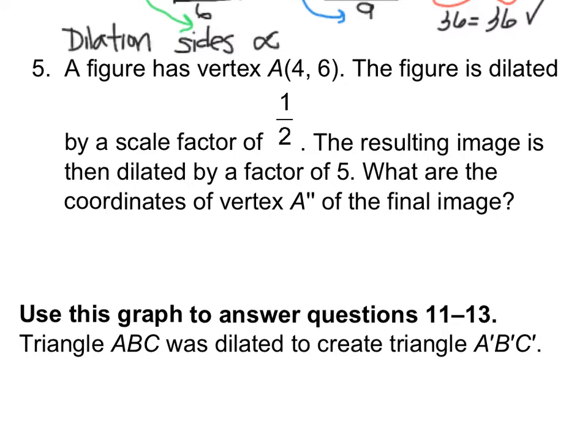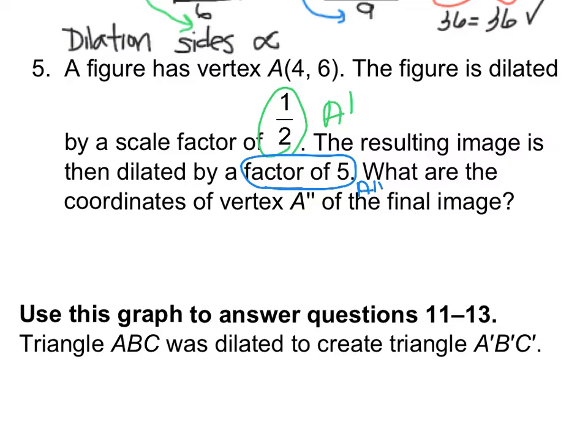So you're going to have to do 2 things. Number 1, we have a scale factor of 1/2. That's going to give us A prime. When we're done with that, we're going to have another scale factor of 5. So that's going to give us A double prime.